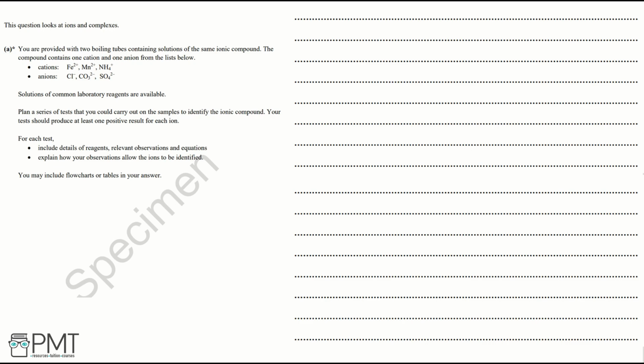Your test should produce at least one positive result for each ion. For each test, include details of reagents, relevant observations, and equations. Explain how your observations allow the ions to be identified. You may include flowcharts or tables in your answer.